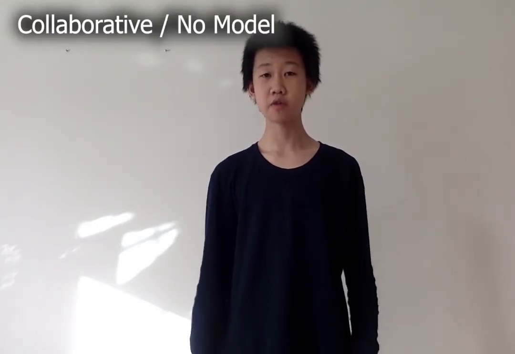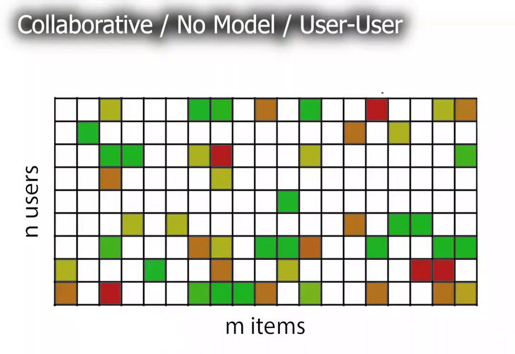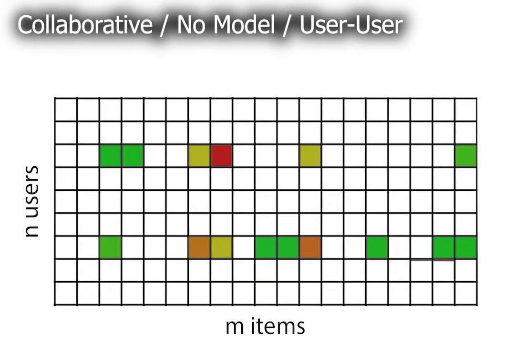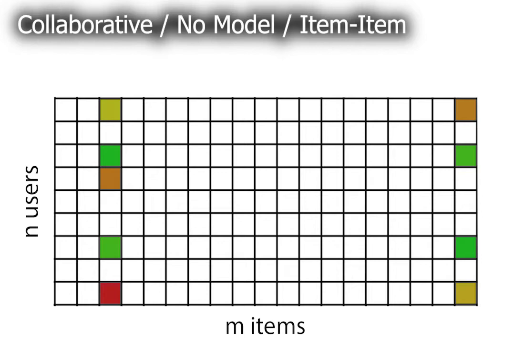In collaborative methods, we could choose whether to use a model or not. If we choose not to, there are two things that we can do: find users similar to the current user and recommend their most popular items, or find items that the current user likes and recommend similar items. In these cases, similarity can be calculated by Euclidean distance or cosine distance.